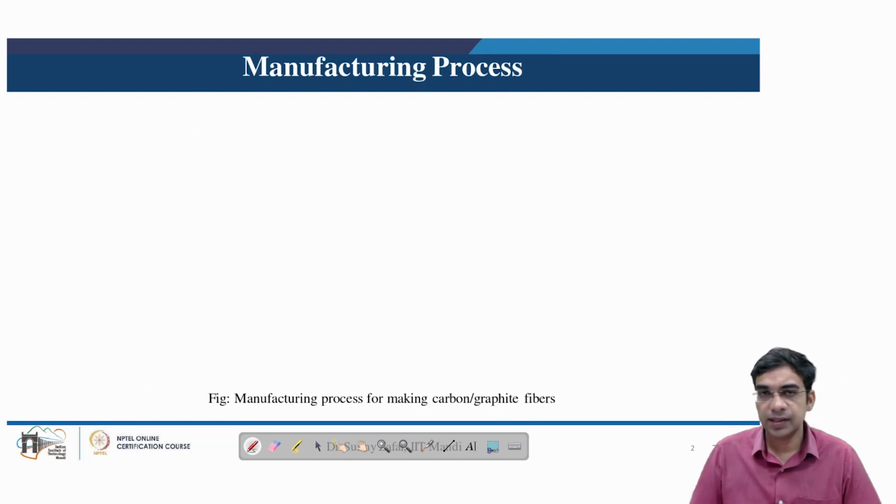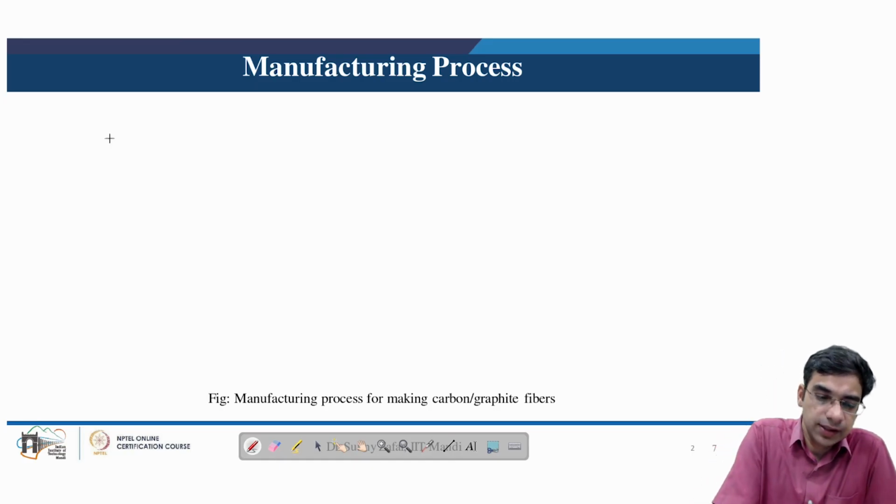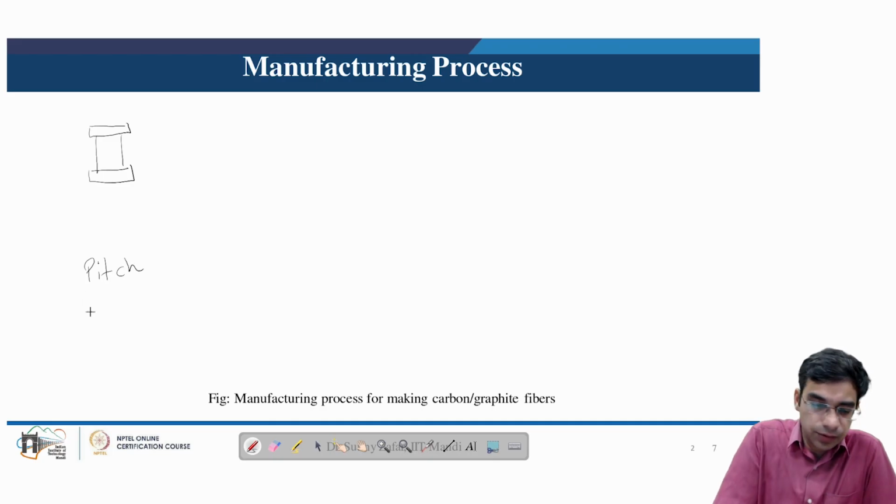So we will see schematically the whole of the manufacturing process of the carbon fiber. So as discussed, carbon fiber can be manufactured using two types of precursors. This involves PAN, or it can also involve pitch, that is derived using petrochemical products or byproducts here.